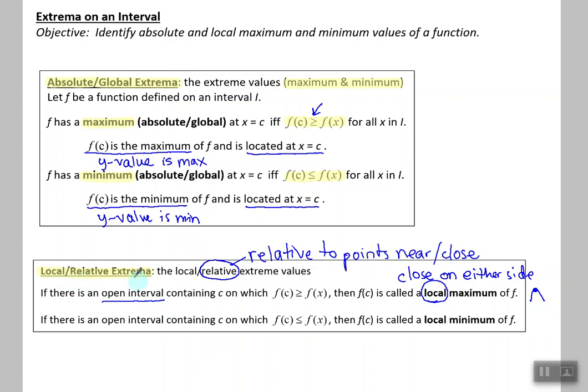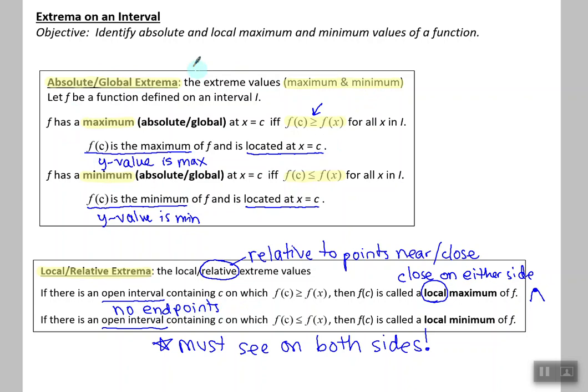Again, for local or relative extrema, we must see on both sides, which means these cannot occur at endpoints. Notice it says in both of these, if there is an open interval, if there is an open interval. Open intervals do not contain endpoints. No endpoints for local or relative extrema.